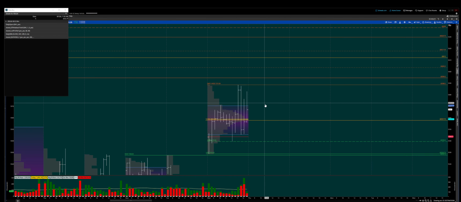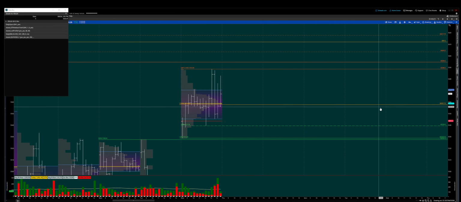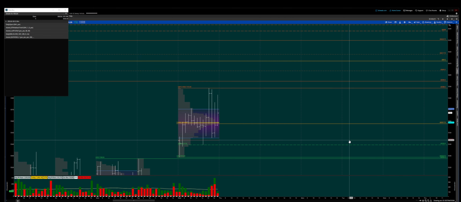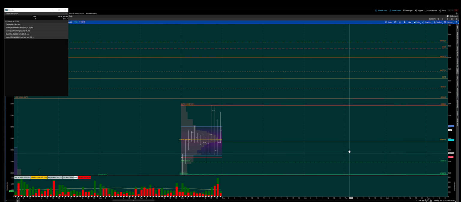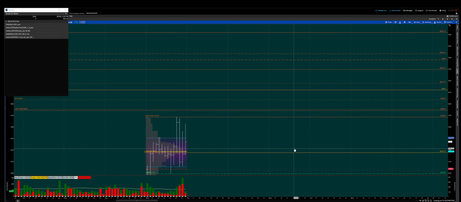All right. So tomorrow we look to hold above 55.57.75. If we do not, we will pull back to that 55.39.50 and test that level. If we can't hold there, then the downside gap gets filled at 55.27.50, putting the daily back into a balance.